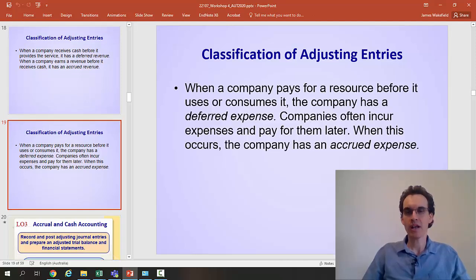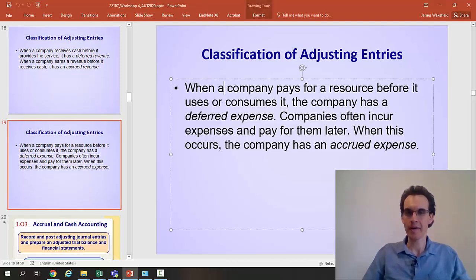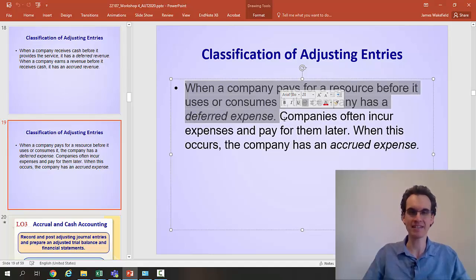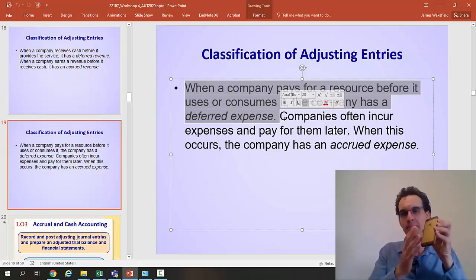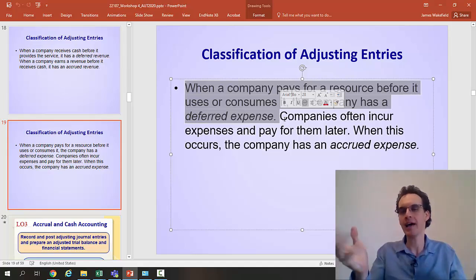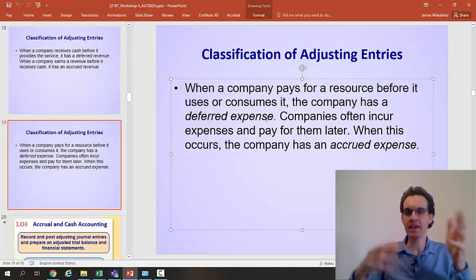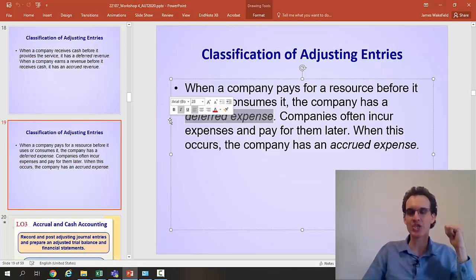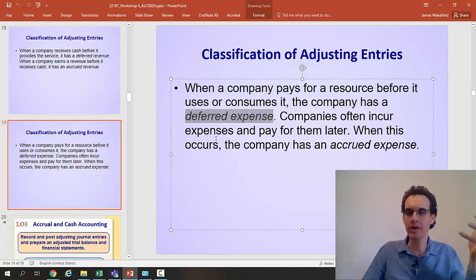Now, if we look at classifying adjusting entries further, we look at the remaining two. The remaining two I want to talk about relate to expenses. So when a company pays for a resource before it uses or consumes it, that company has a deferred expense. My iPhone prepaid account is an example of this. I have paid for the resource up front, but I use it later and therefore I defer the expense recognition to the time in which I use up that prepaid account, and so I record the expense at the time I use it up.